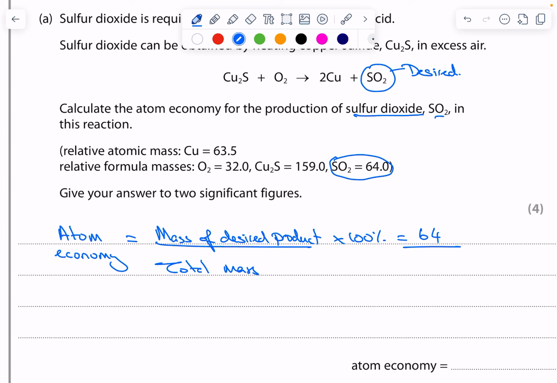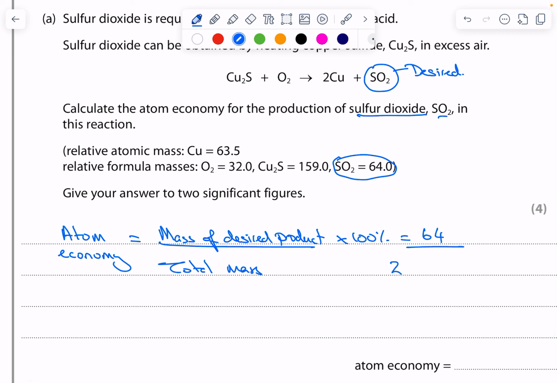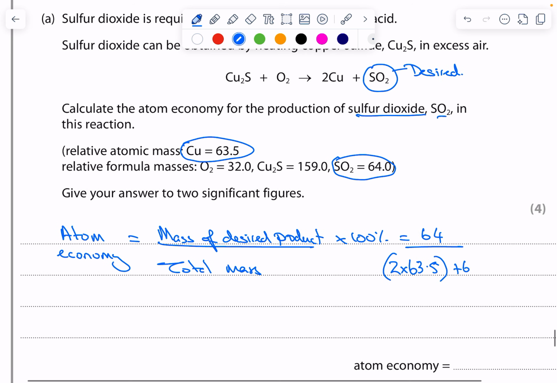In here, we have two lots of copper. If I come up to here, copper is 63.5, so I've got two lots of 63.5. Then I've also got to add the sulfur dioxide to that, because that's also a product. And then that whole thing gets times by 100. So if we work that out, 2 times 63.5 is 127. And we're going to add the 64 to it, plus 127, which gives me 191.